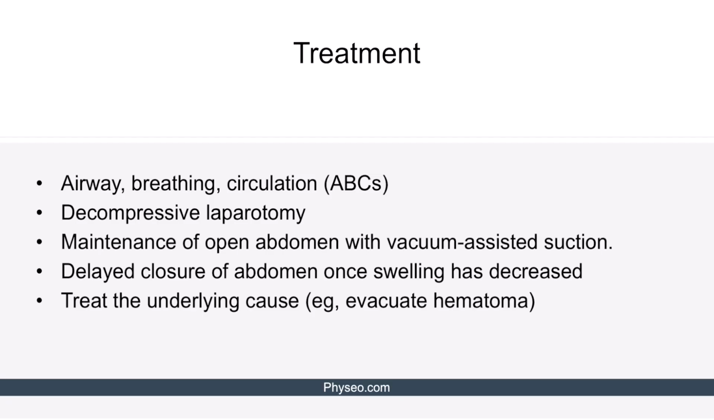As with any critically ill patient, the airway, breathing, and circulation must be stabilized first. Treatment for abdominal compartment syndrome requires a decompressive laparotomy. The open wound is then managed with a vacuum-assisted suction device. Once the swelling has decreased, the abdomen may be closed. Further management is directed at treating the underlying cause. For example, in the case of an expanding hematoma, evacuation of the hematoma might be indicated.